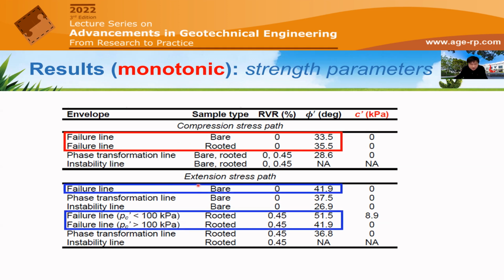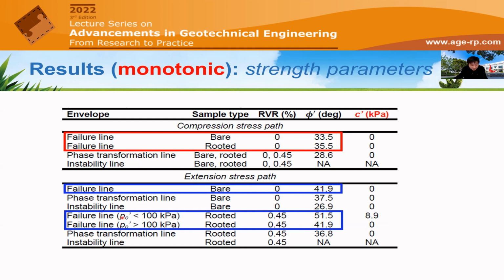If you look at the extension path, the friction angle for bare soil is 41 degrees. And if you move on to the results from the rooted soil, you see a much more significant increase in your friction angle, by almost 10 degrees.